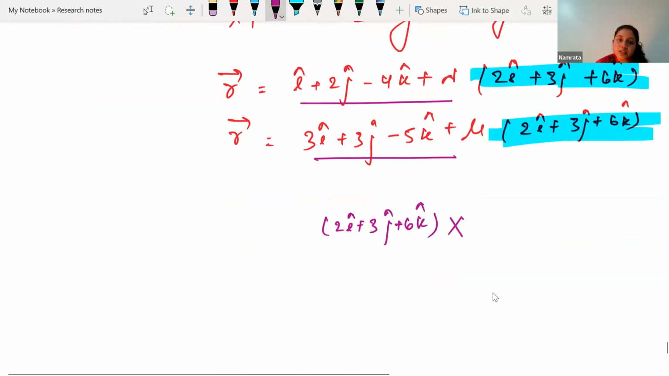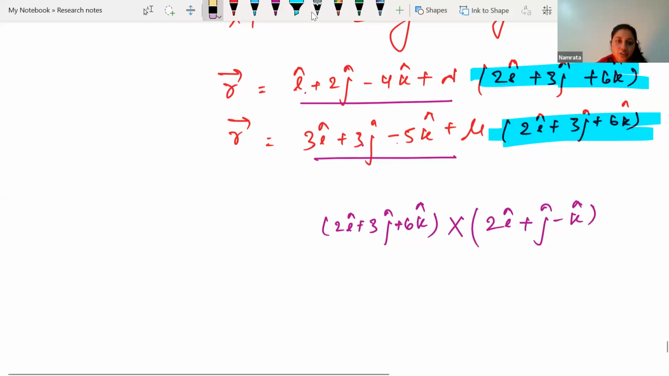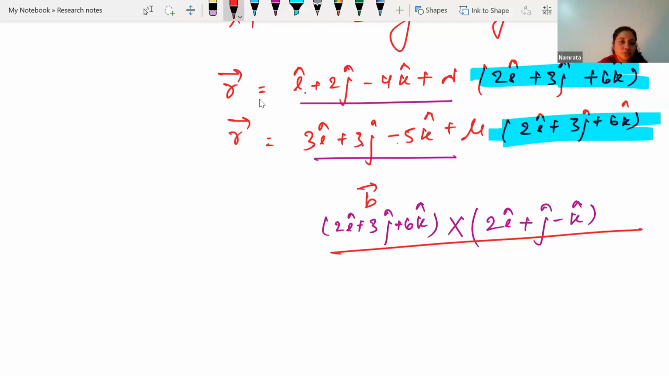If we find a2 minus a1: 3 minus 1 will be 2i, 3j minus 2j will be only j, positive, and minus 5k minus of minus 4k, that is minus 5k plus 4k, which is negative k. This is our a2 minus a1, over the magnitude of b. This is vector b, so the magnitude will be root of 4 plus 9 plus 36, that is 49, which is 7. So we will have 7 over here.